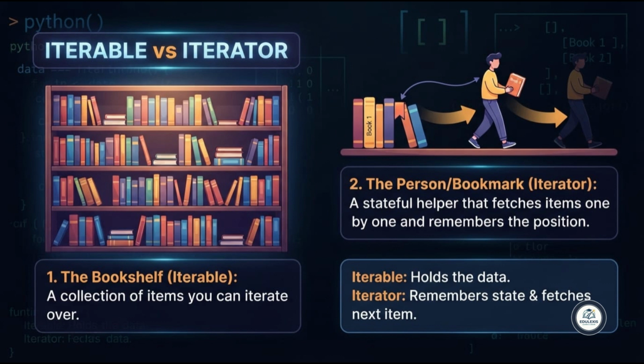Now, imagine a bookmark or a person walking down the shelf picking up one book at a time, remembering where they left off. That bookmark or person is an iterator. An iterable holds the data, while an iterator is the stateful helper that fetches the items one by one in order. Action: display a simple graphic animation on screen contrasting a bookshelf and a bookmark.